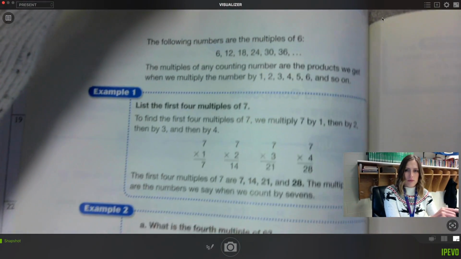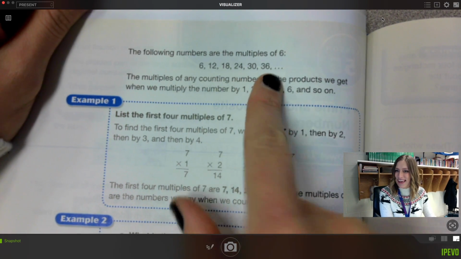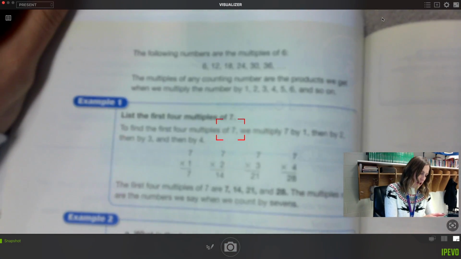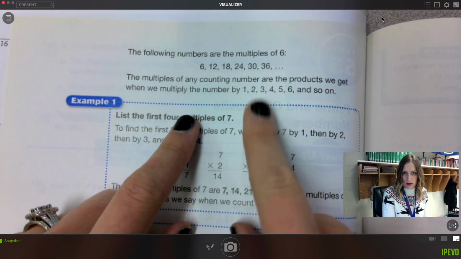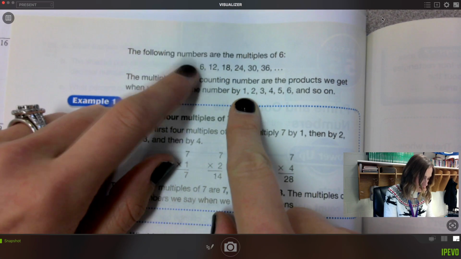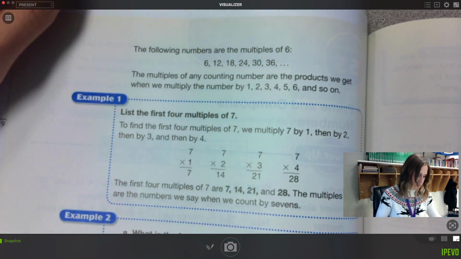Now, for example, the multiples of 6 would be 6, 12, 18, 24, 30, 36. The multiples of any counting number are the products when we multiply by 1, 2, 3, 4, and so on. So like 6 times 1 is 6. 6 times 2 is 12. 6 times 3 is 18.